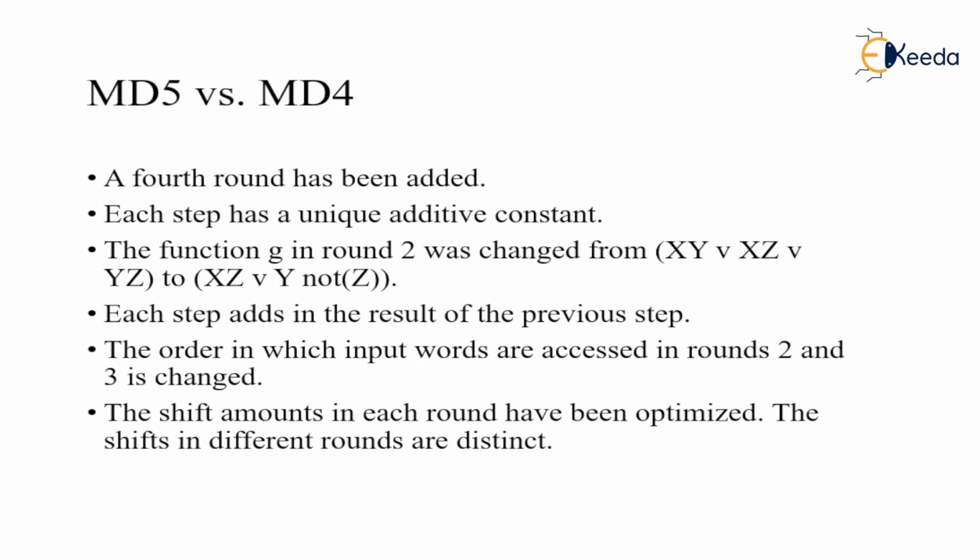That means the chain is followed: the output of the previous step is added to the next step to get the output, and this process continues till we implement the 16 rounds on the last block of the message. The order in which the input words are accessed in rounds 2 and 3 is changed. The shift amounts in each round have been optimized. The shifts in different rounds are distinct.